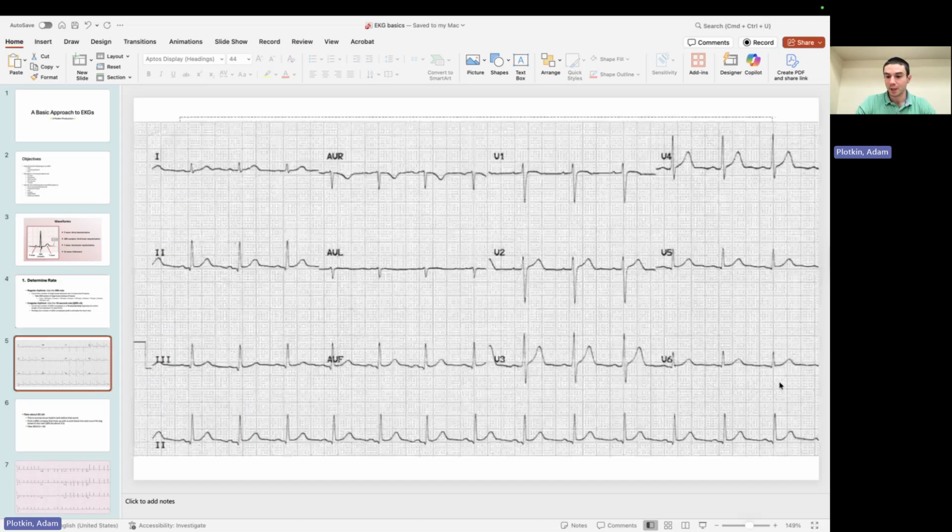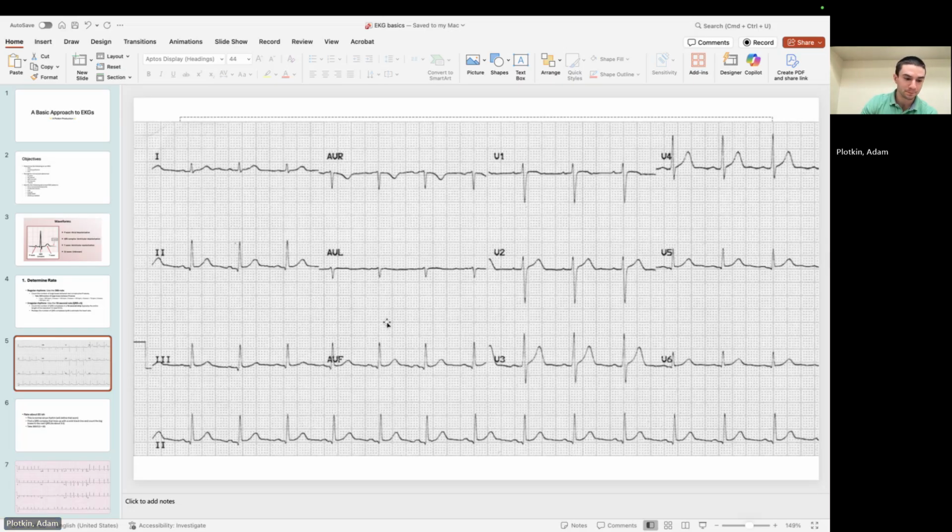So I'm going to let you pause your screen, right? For a lot of these EKGs, just pause your screen, and then I'll give you my answer. But for this one, calculate the rate. Like, what is the heart rate, right? This is a classic question for an M1 exam. So pause, calculate the rate.